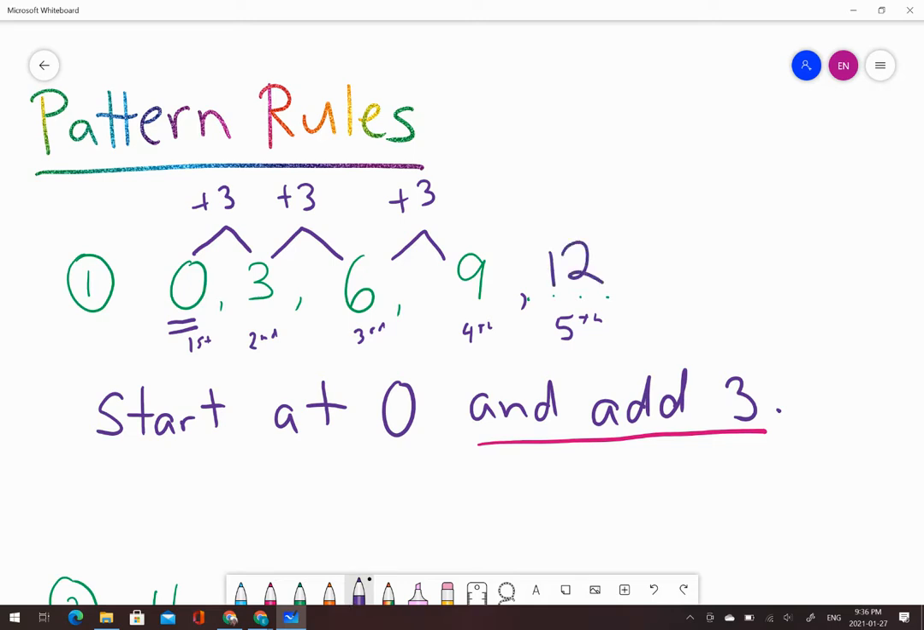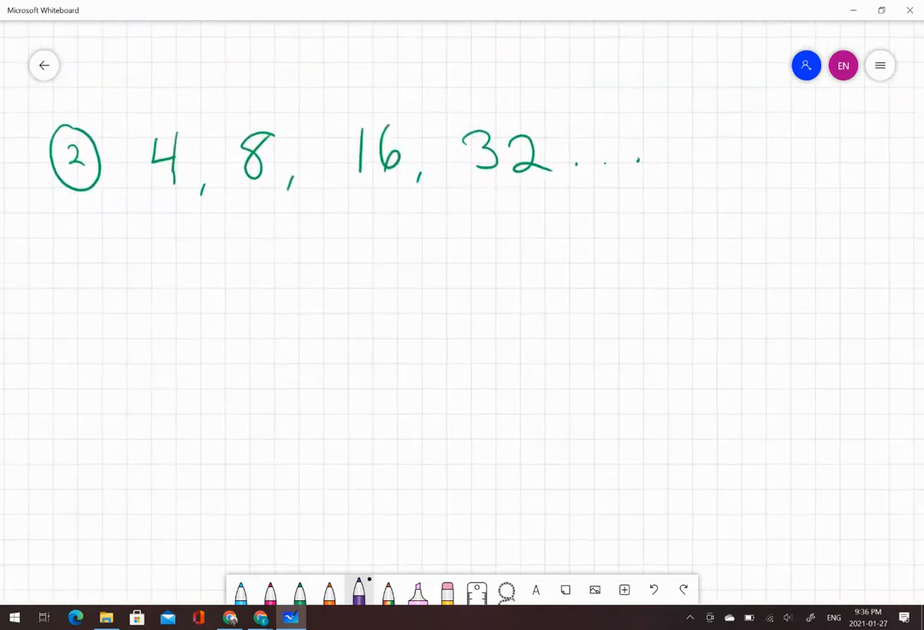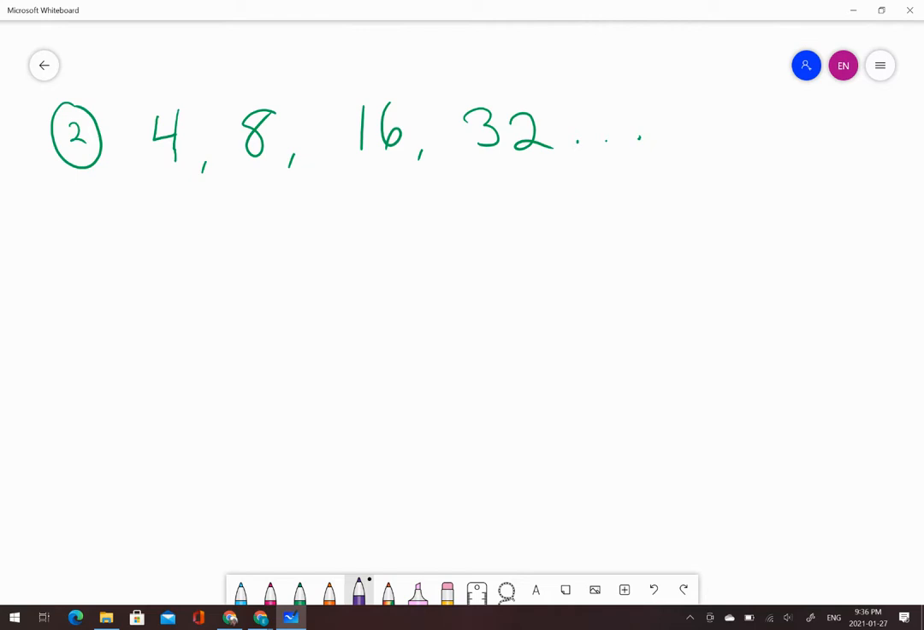Let's take another look at a pattern rule for a growing pattern. This pattern starts at 4, and it goes 4, 8, 16, 32. The first thing I'm going to do is say where it starts. And as we mentioned, I start at 4 in this case.